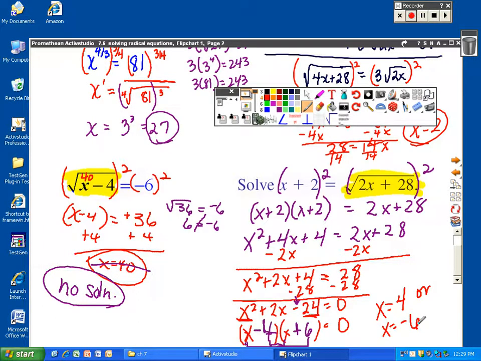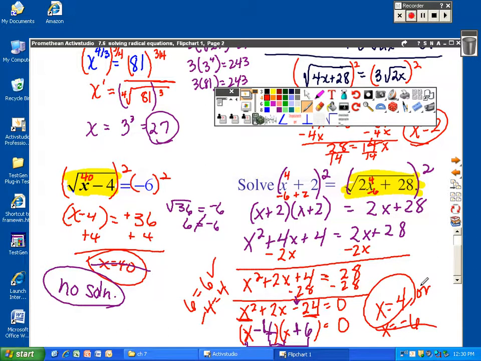And we should check. 4 plus 2 is 6 equals the square root of 8 plus 28, which is 36, square rooted is 6. So that one checks out. And I put negative 6. Negative 6 plus 2 is negative 4. Put negative 6 in there. Negative 12 plus 28 is 16. Square rooted is positive 4. So that one does not check out. So this time my only solution would be 4.